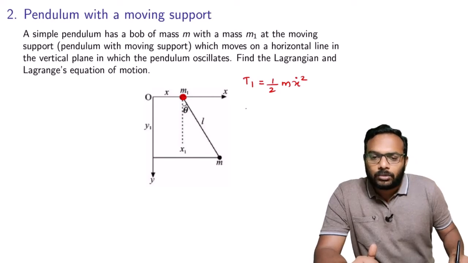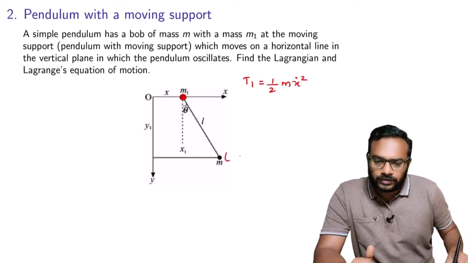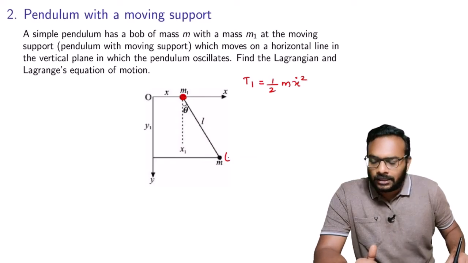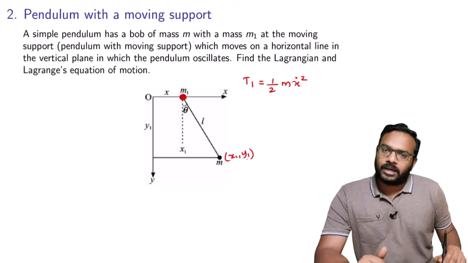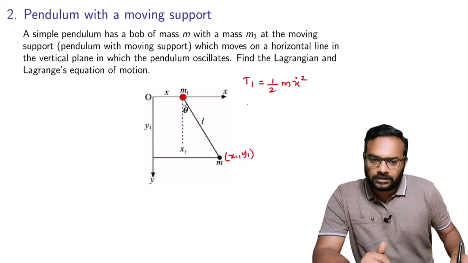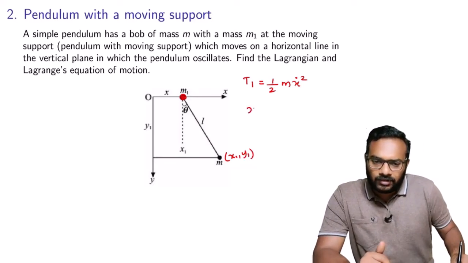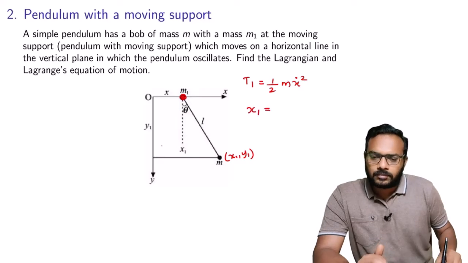All right. And what's T2? Before T2, we have to find the coordinates of these things. We'll call them x1 and y1. The coordinates are x1 and y1. So we have to be a bit careful here. Let's find what's x1.